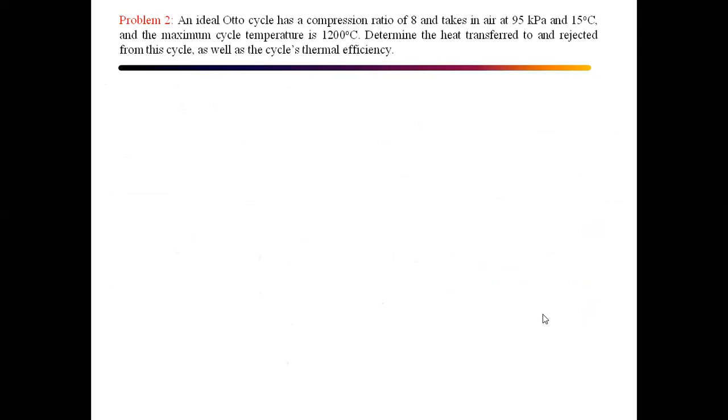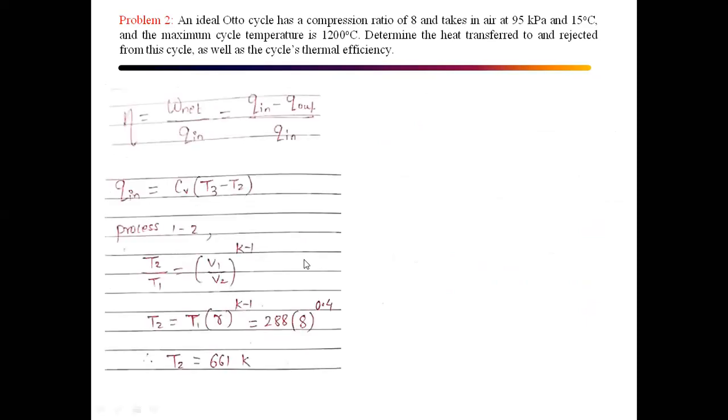The equation for Q in is Cv into T3 minus T2. Why? Because it is the constant volume process. We have already studied that in specific heat, in the fourth chapter. So the equation of Q in will be Cv into T3 minus T2 because Q in, the heat addition process, is 2 to 3. That is the final temperature minus initial temperature. That's why it is T3 minus T2. We know the value of Cv, we know the value of temperature T3, the value of T2 is unknown. So we need to calculate the value of T2.